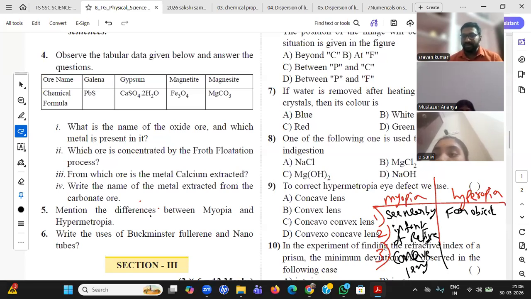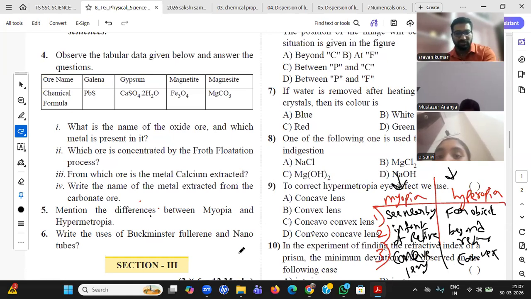Yes, in front of retina, beta, Sanvi. So here what will you write? Beyond the retina. Right answer. Beyond retina. Concave lens. Convex lens. You see, whenever they ask differences, try to write like this. You'll get full marks. Good.